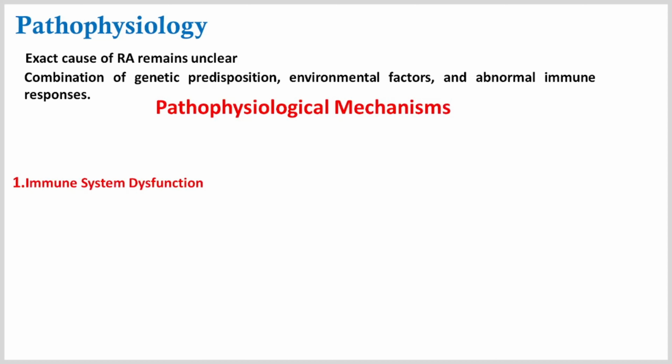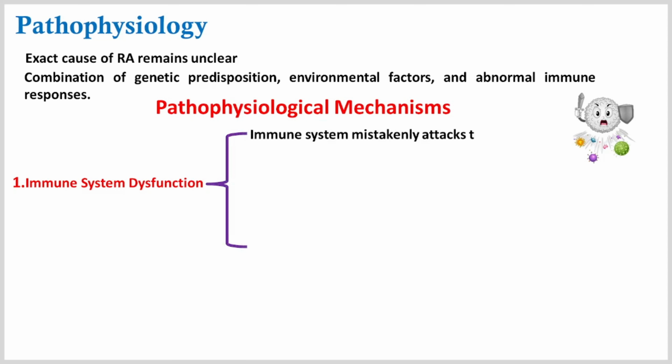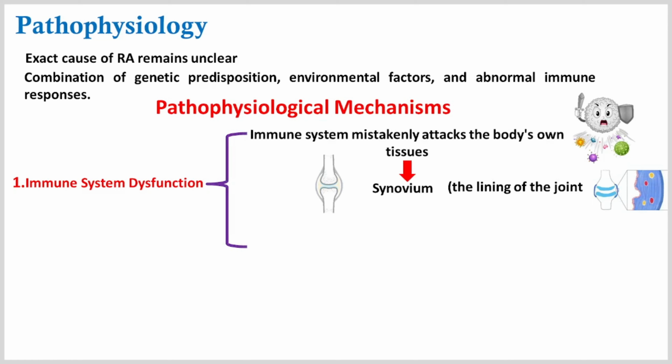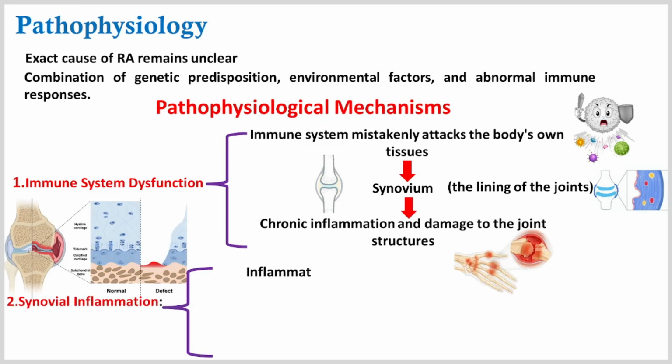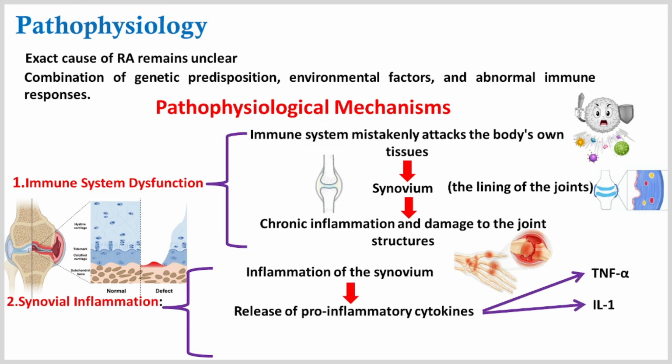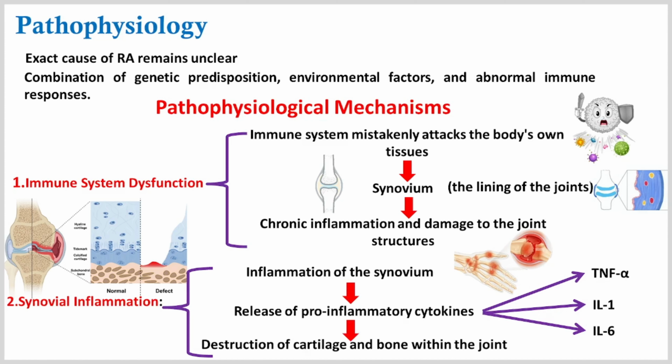Immune system dysfunction. In rheumatoid arthritis, the immune system mistakenly attacks the body's own tissues, particularly the synovium, the lining of the joints. This leads to chronic inflammation and damage to the joint structures. Synovial inflammation. Inflammation of the synovium results in the release of pro-inflammatory cytokines, such as tumor necrosis factor alpha, interleukin-1, and interleukin-6. These cytokines promote further inflammation, leading to the destruction of cartilage and bone within the joint.